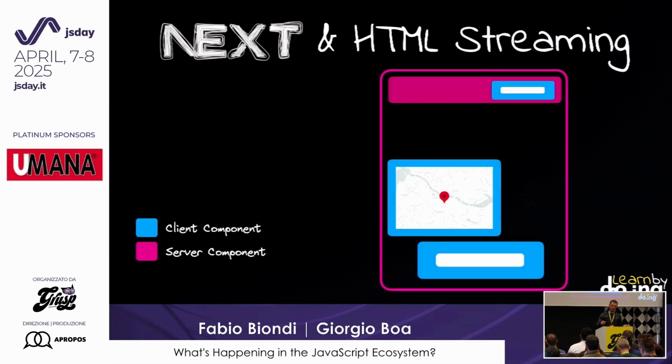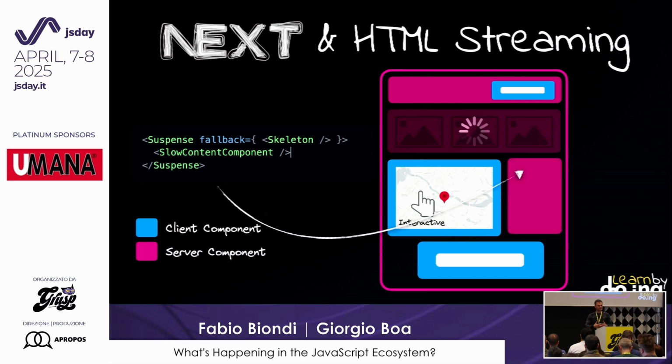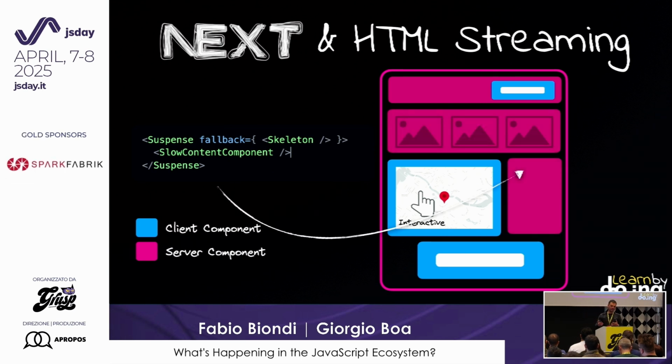The use of Suspense allows you to create a kind of HTML streaming where we give some priority to some content that needs to be loaded first. And we can postpone those components that could slow down the rendering of the page. So they define it as a kind of HTML streaming.